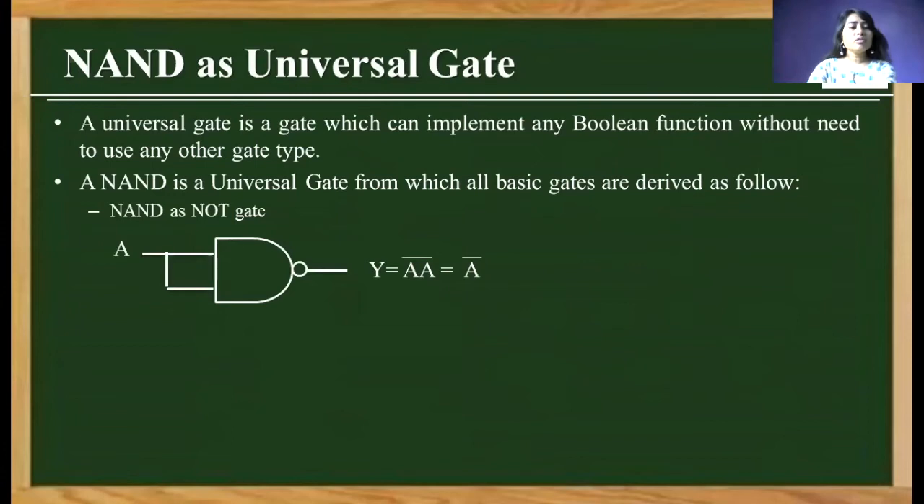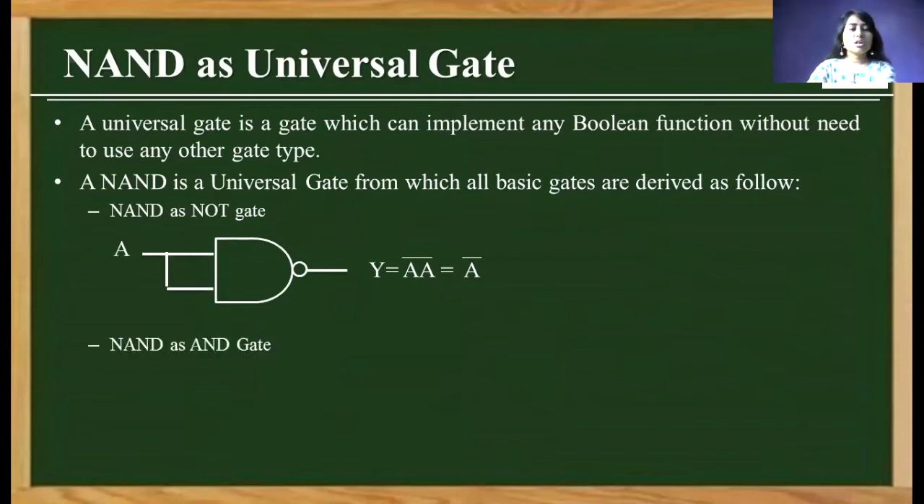Whenever we short both the inputs, that is, we give the same input to both inputs of a NAND gate, then we have a NAND gate as a NOT gate. That means in both the inputs we give A. So here A dot A whole dash, and according to the binary characteristic, A dot A is equal to simply A. So we have here Y equals A dash. So this is how NAND works as a NOT gate.